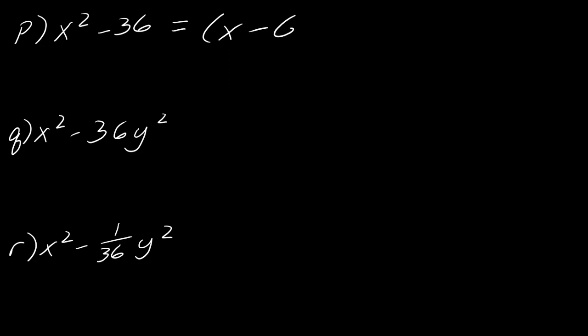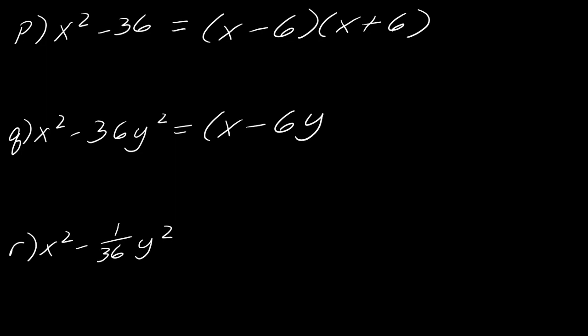So this is going to be x minus 6 and x plus 6. So now let me make a slight tweak to this and just add a y squared into this. So what would that become? Well, this will be now x minus 6y and x plus 6y. So we just tack that y on at the end.